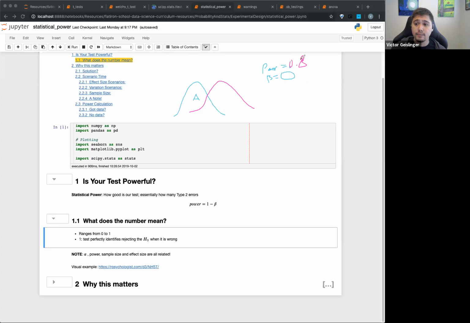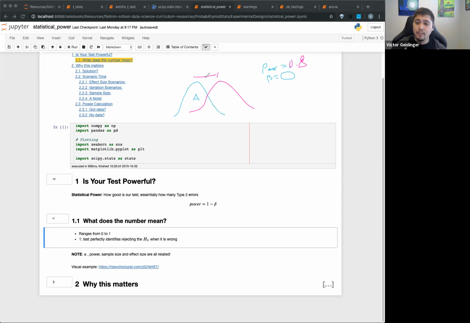Note that one factor is the actual effect size, right? So if I change the effect size from here to here, that will change our power. If I move these distributions closer and closer, our power would decrease. So a smaller effect size means a smaller power.